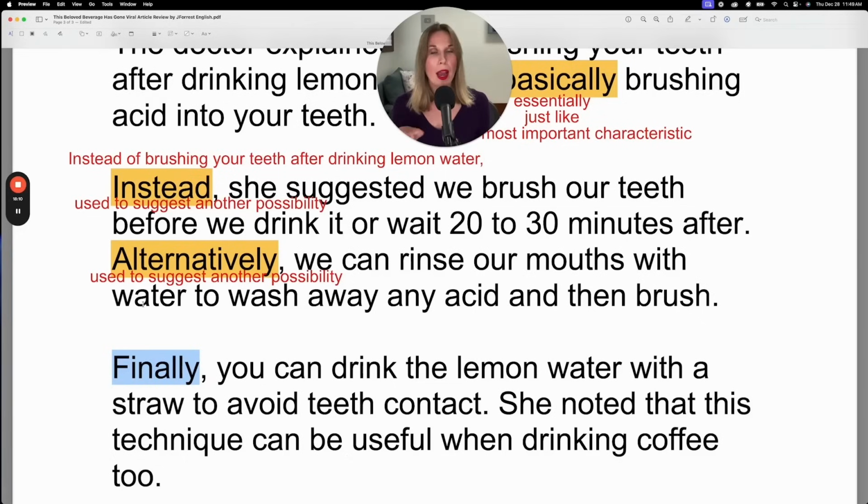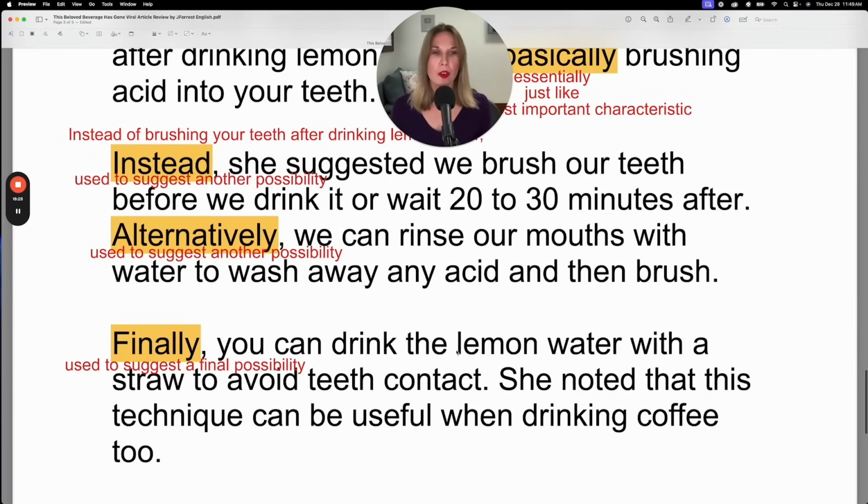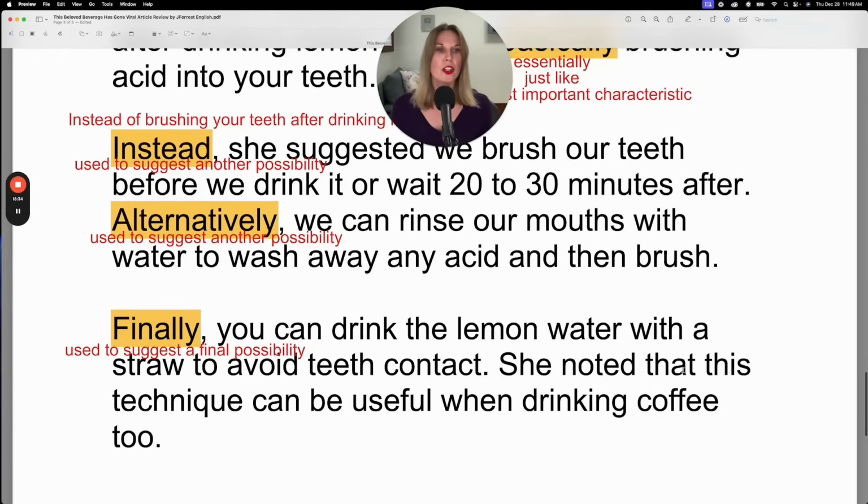So now you have 3 new adverbs that you can use when you're suggesting another possibility. And I think it's obvious, but finally, you can only use this before the final possibility. I think that's obvious, but I'll just say it. Finally, you can drink the lemon water with a straw to avoid teeth contact. She noted that this technique can be useful when drinking coffee too.